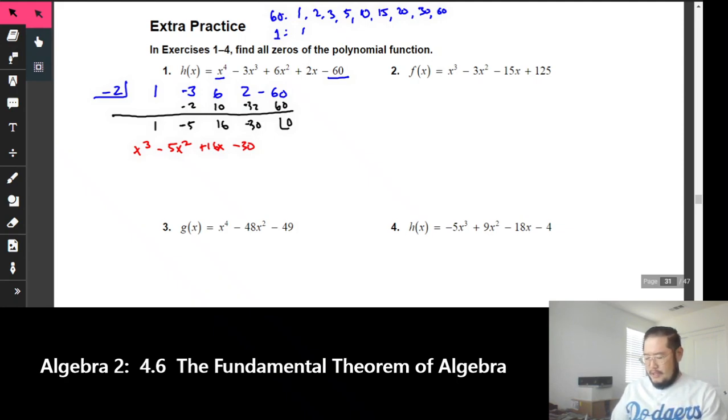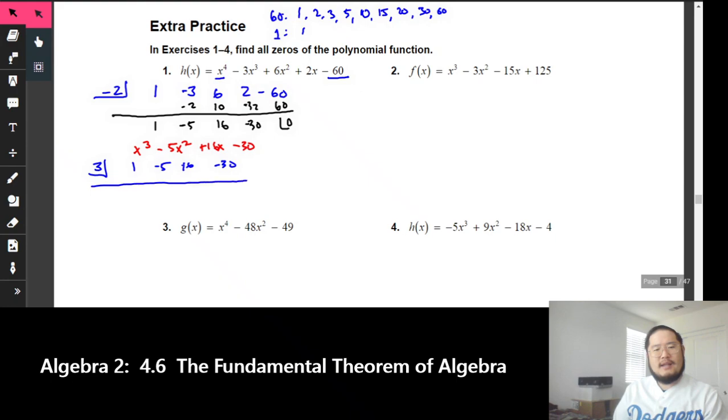So what number should I choose? My magic ball tells me that 3 is a possible solution. So we'll go ahead and put our coefficients down: 1, -5, 16, -30. And let's go ahead and do our synthetic division. Drop down the 1.